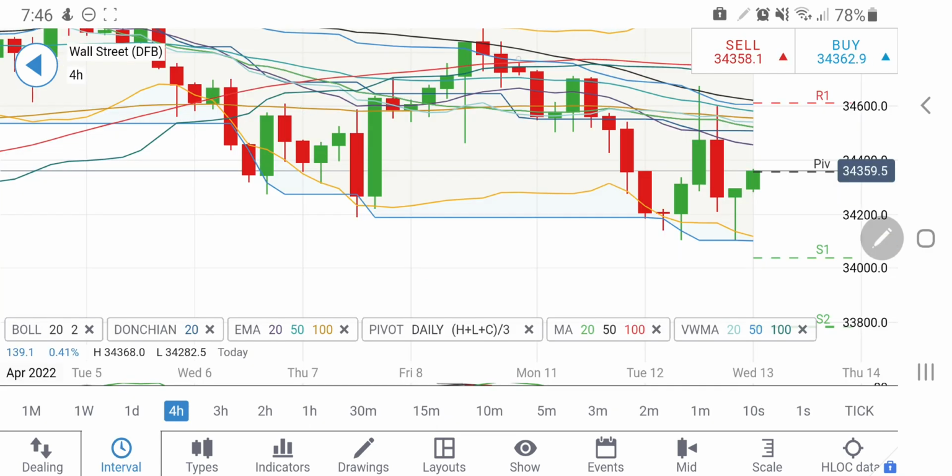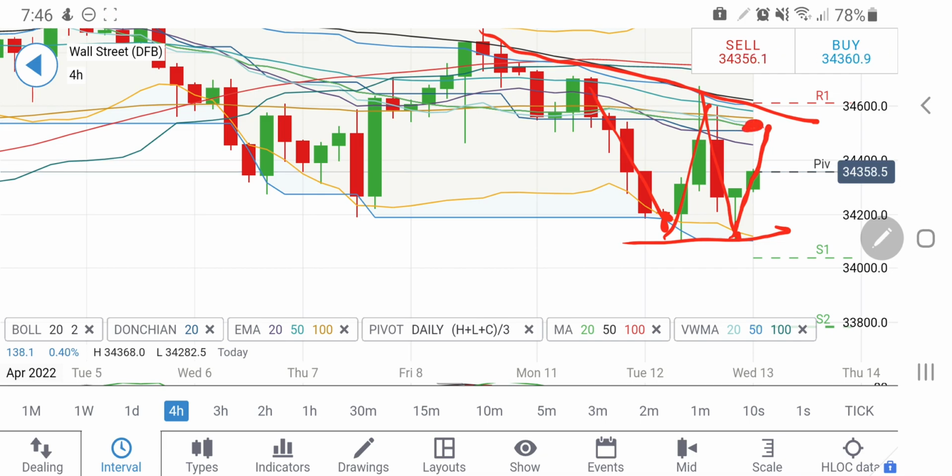See, US 30 has seen lower highs on this channel. Also, it has formed a double bottom on the 4-hour charts. Hence, a drop, rise, drop. Now, it may try to rise again. The high could be at around 34,600. The first resistance it has to surpass is at around 34,400 levels. Beyond that, 34,500, 34,550, 34,600 is achievable, and it may try to achieve this before looking forward to any further drop.